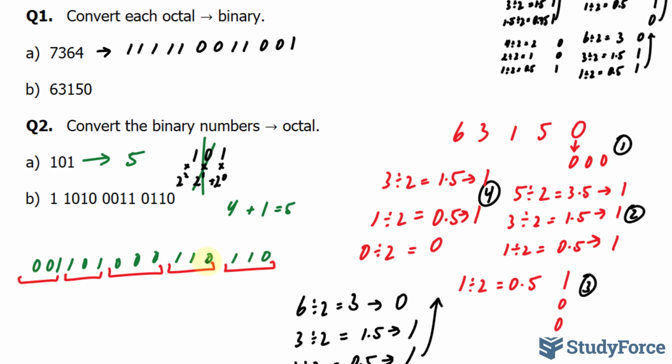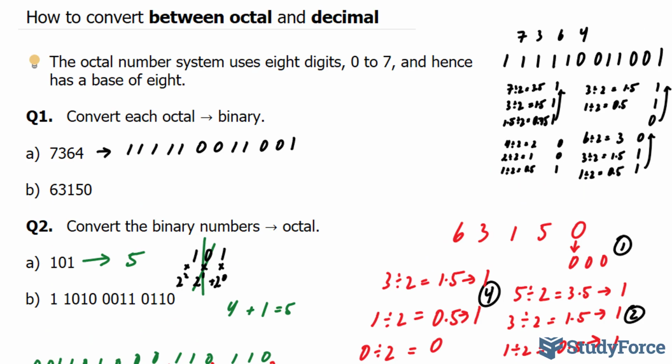These 3 binary numbers should give us 6. These 3 binary numbers should give us also 6. These will give us 0. These will give us 5. And these 3 will give us 1. Therefore, our final answer is 15066. And there you have it. 4 examples on how to convert between octal and decimal.